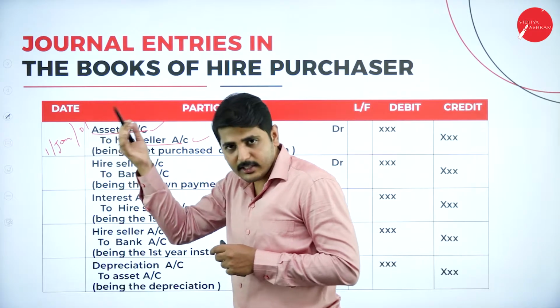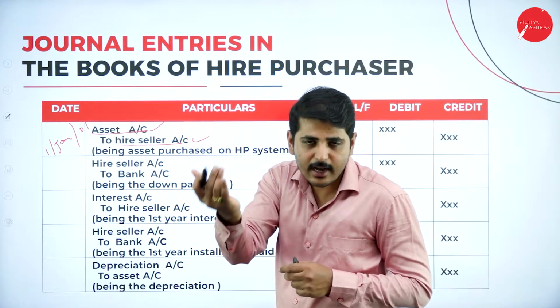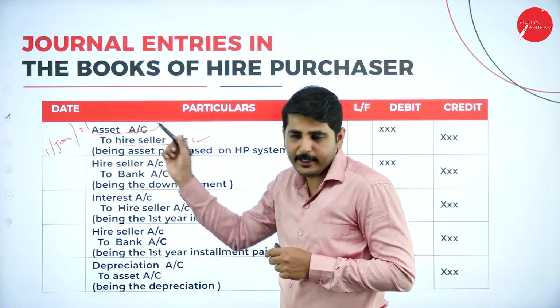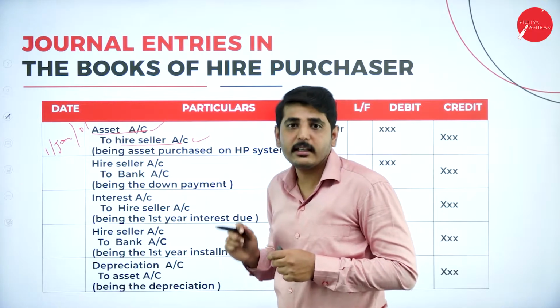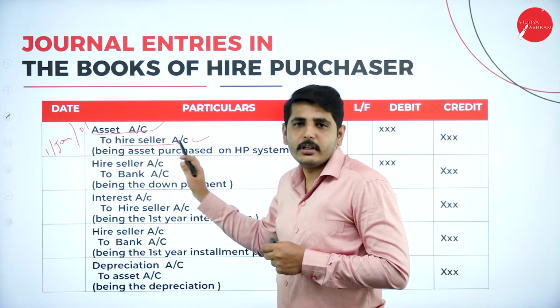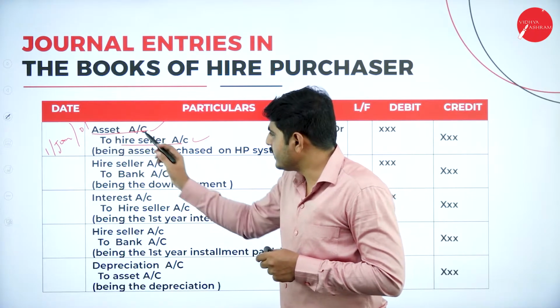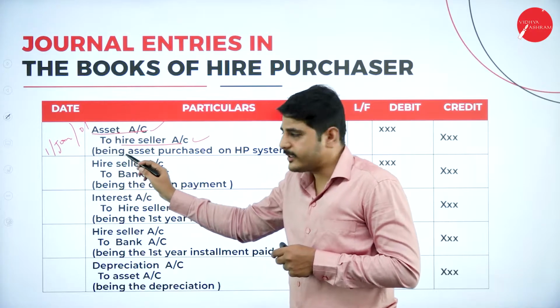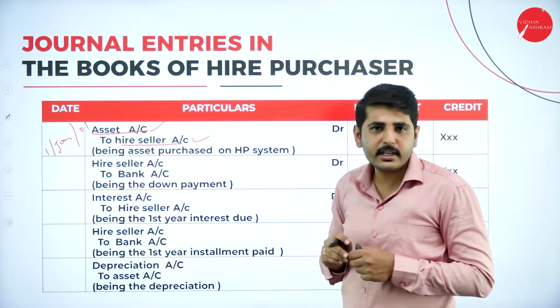So, asset, debit what comes in. When I purchase, the asset comes to the business, so it should be debited. Here hire seller is the giver, credit the giver. That's why hire seller should be written on the credit side. So, asset account to hire seller account, being the asset purchased on hire purchase system.